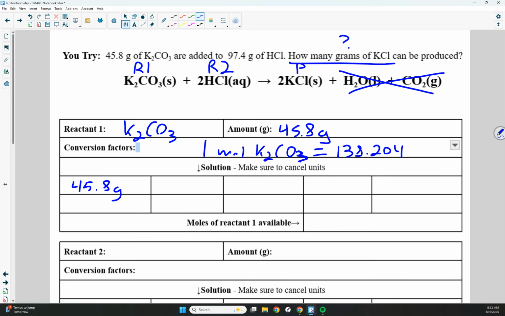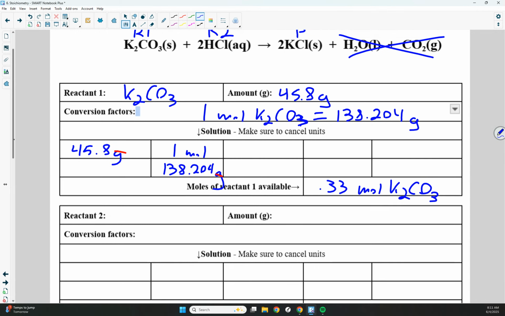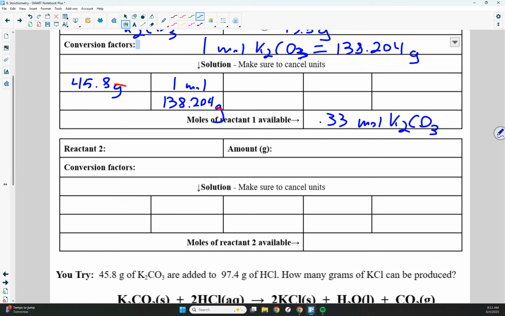So I'm going to put my grams on the bottom so that I can cancel it out. 138.204, 1 mole on top. That allows me to cancel grams. And when I plug that into my calculator, I get 0.33 moles of K2CO3. Okay, so that's how much of reactant 1 we have in moles.